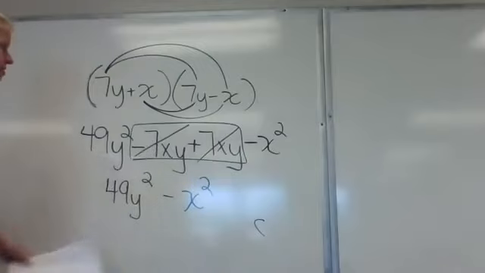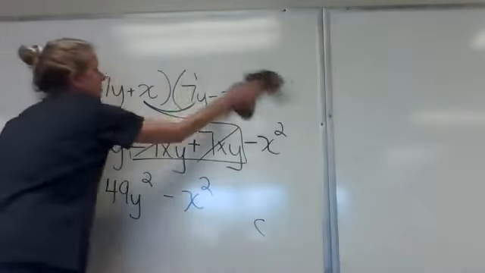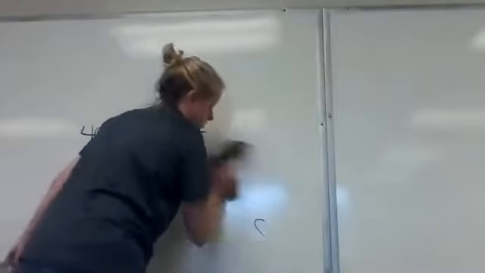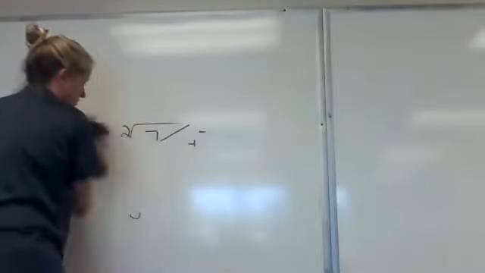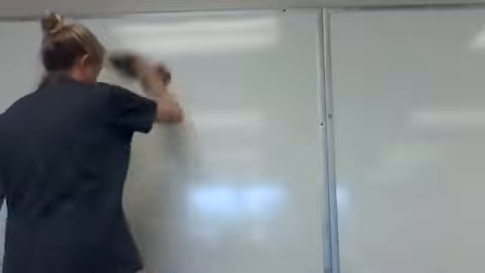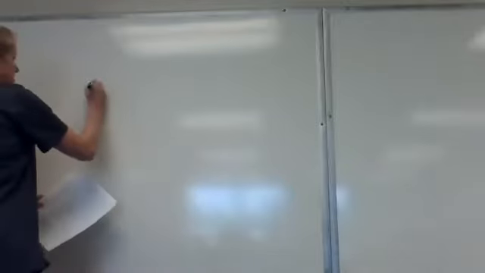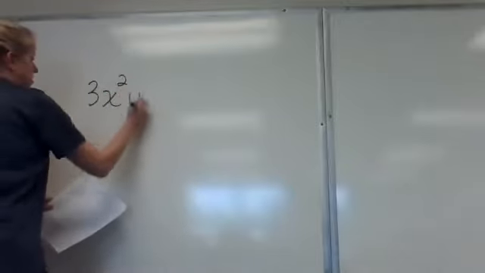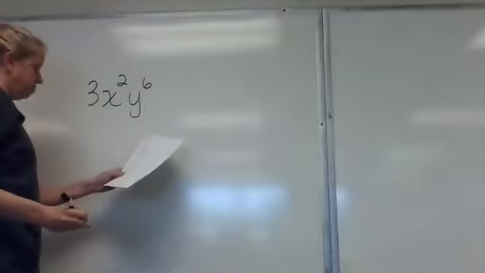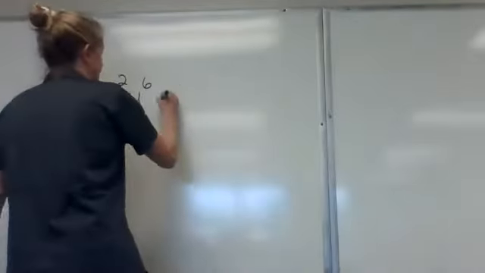Okay, number 8. We're going to factor out the greatest common factor. We've got 3x squared y to the 6th plus 12x squared y to the 5th.